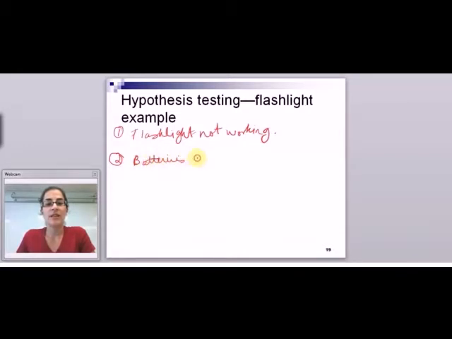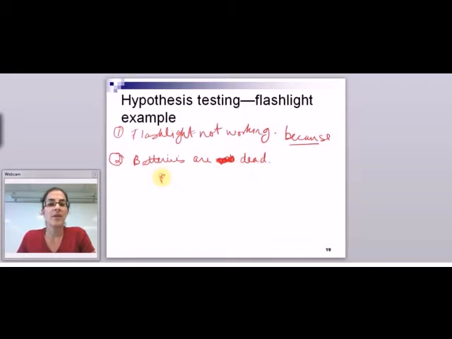So notice that as I said that, it was a because. So remember, a hypothesis is an explanation. So the flashlight is not working because batteries are dead. Sorry about that. So again, just emphasizing that a hypothesis is explaining your observation.